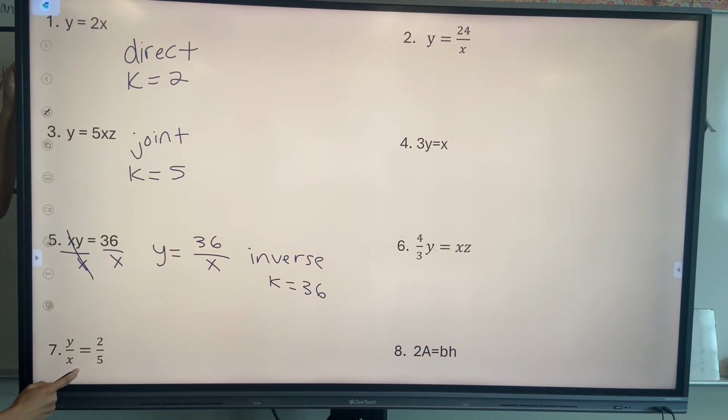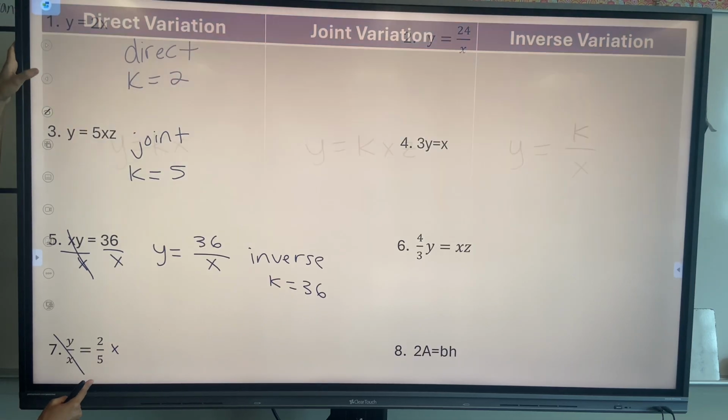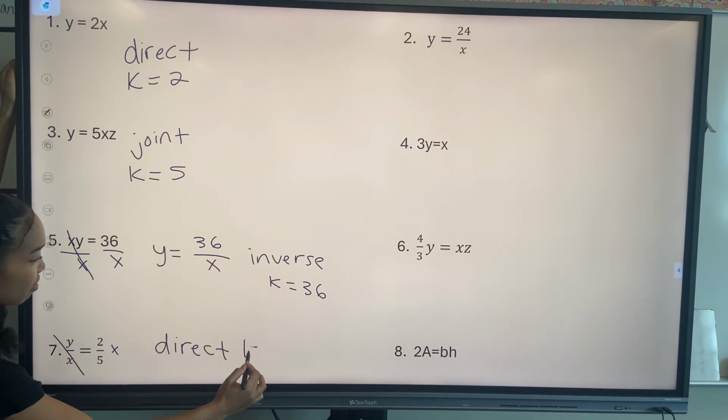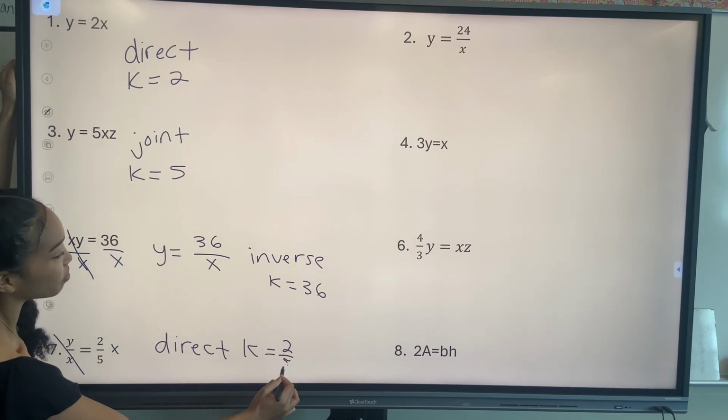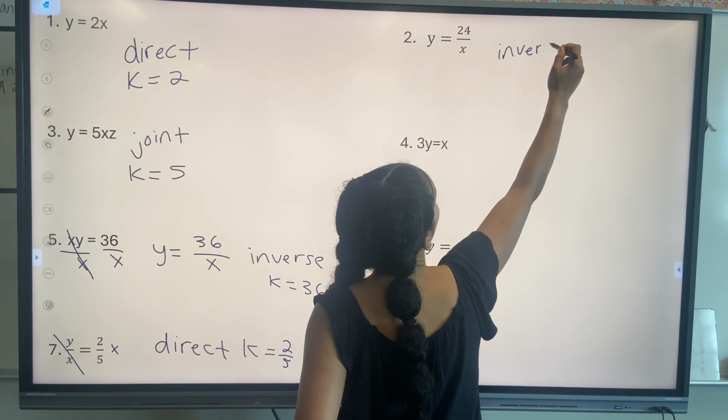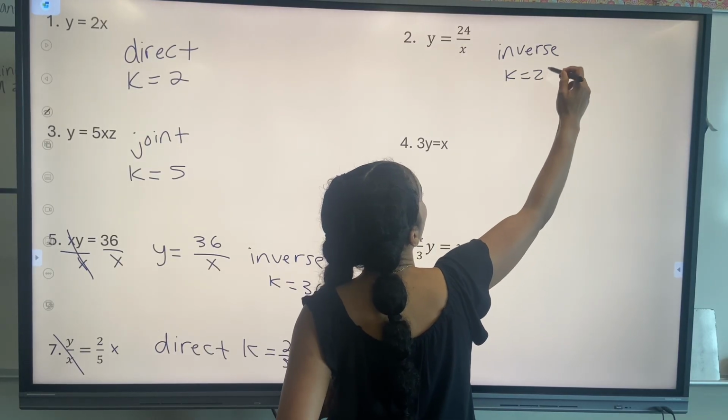For this one, this is y being divided by x, so the opposite would be to multiply both sides by x. So now, what equation does this look like? Direct. So this one is direct, and your k value is 2/5. Over here, this one's easy, it's already an inverse, and your k value is 24.